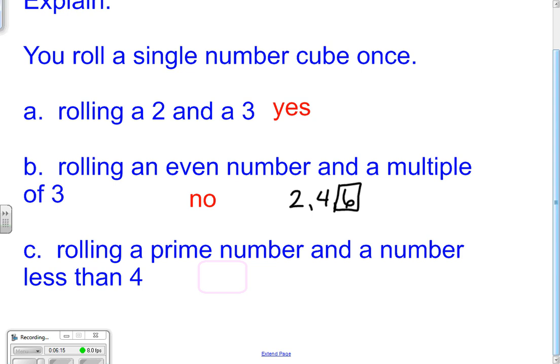Letter C, rolling a prime number and a number less than 4. The numbers less than 4 are 1, 2, and 3. And because of that, the prime numbers here, both 2 and 3 are prime numbers. So I can do it, which means it is not mutually exclusive. If you can do it, it is not mutually exclusive.